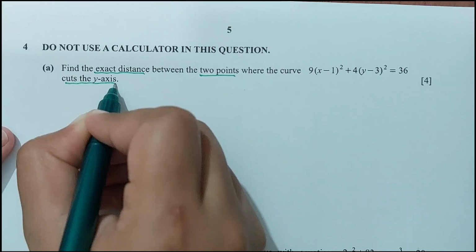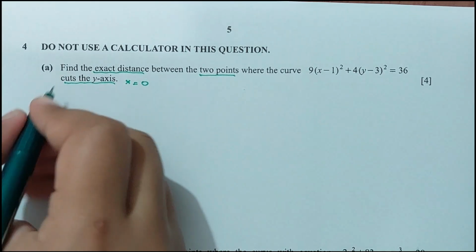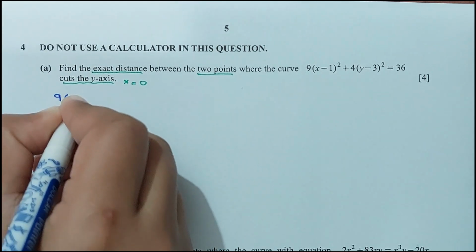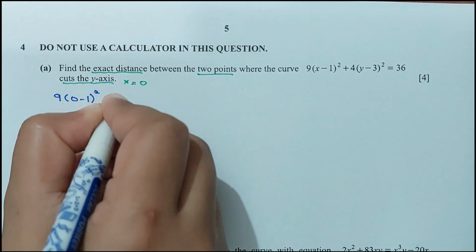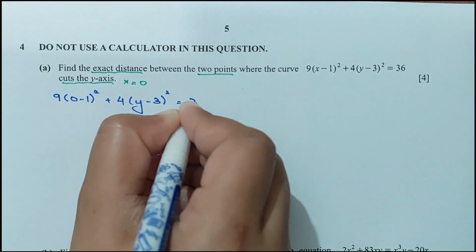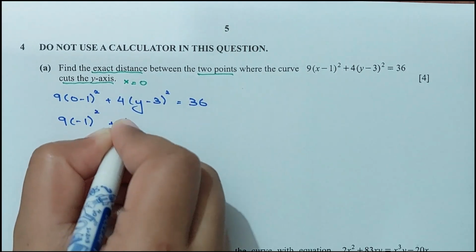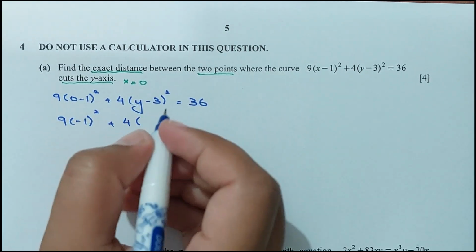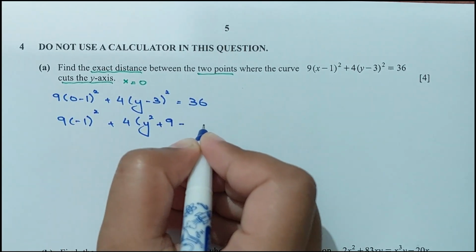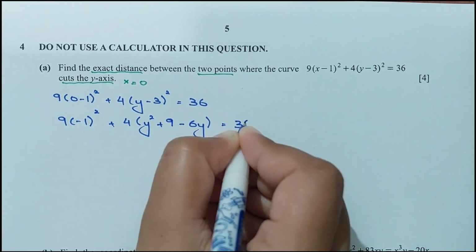When the curve cuts the y-axis, it means x should be equal to 0. So throughout the equation, let me put x equal to 0. When x is 0, we have 9(0 − 1)² + 4(y − 3)² = 36. This is 9 times (−1) squared, plus 4 times (y − 3) whole squared. Let me open this: y² + 9 − 2 times 3 times y, which is 6y. This is equal to 36.